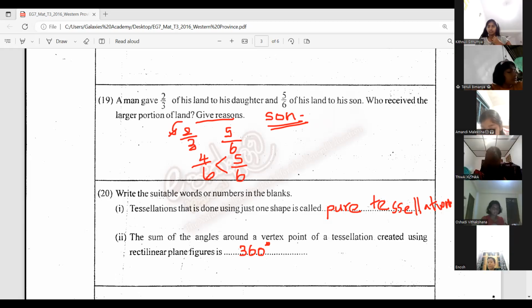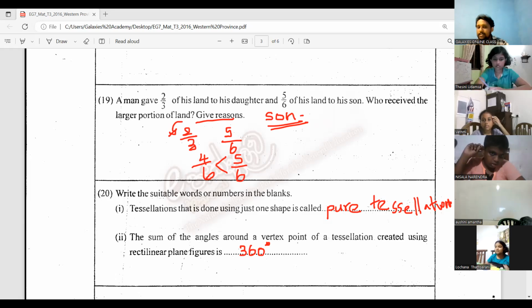Do you remember? What does a tessellation mean? Without overlaps and without gaps. Right? If we create a design using one shape or more than one shape, we call it a tessellation. So what must there be? Without gaps, without overlaps. One cannot go on top of another, and there cannot be gaps. Right? Remember these, because some papers ask: write the conditions of a tessellation, then you have to write the correct answers.